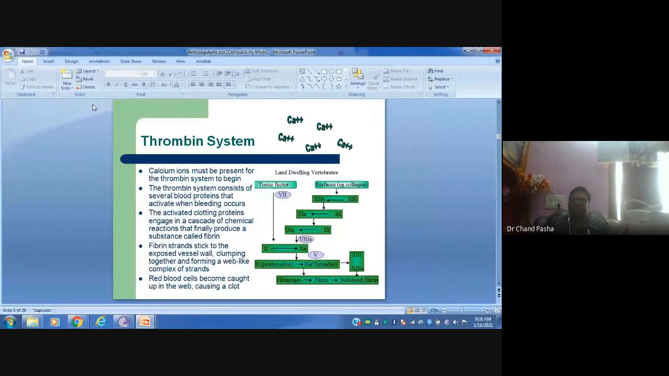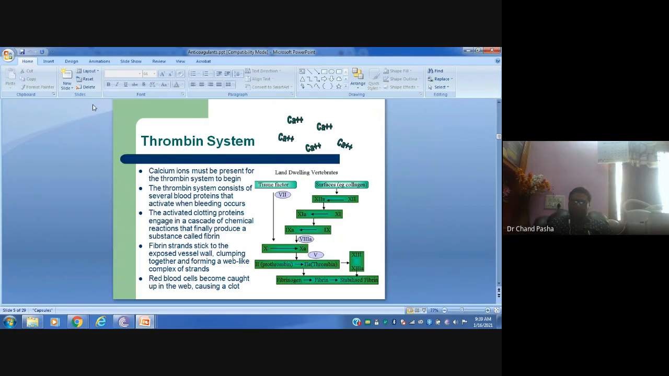Then this activated 11th factor converts the 9th factor into activated 9th factor. Here the 8th A factor, and the 5th, 7th and 8th factors play a very important role. Tissue factor directly converts inactive 10th factor into active 10th factor, and the activated 8th factor also does the same thing. The 10th factor will be activated into 10A, and this converts factor 2, prothrombin, into thrombin. The 5th factor also does the same job. Otherwise, the 10th factor in association with the 5th factor converts prothrombin into thrombin.